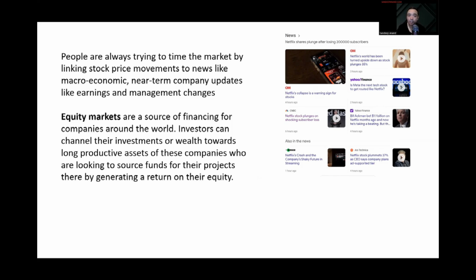So equity markets are the source of financing for companies around the world. Investors can channel their investments or wealth towards long-term productive assets of these companies who are looking to source the funds for their projects. It's just that.